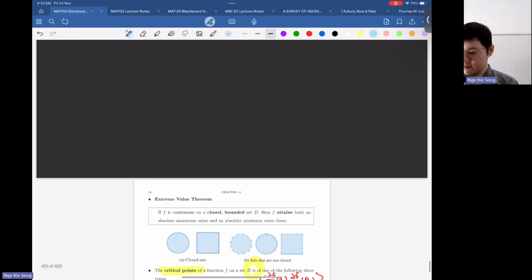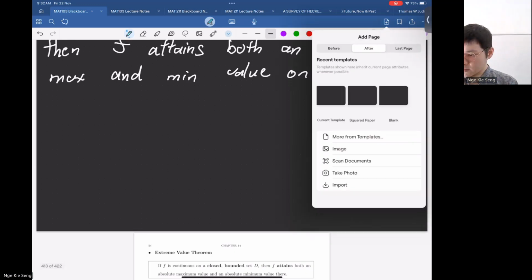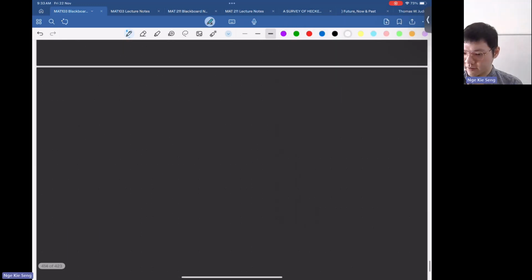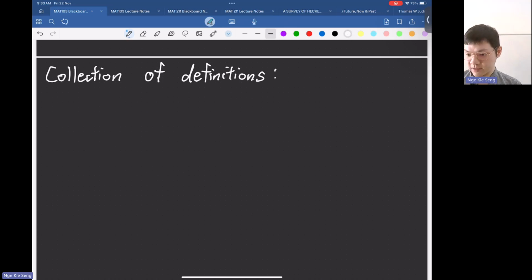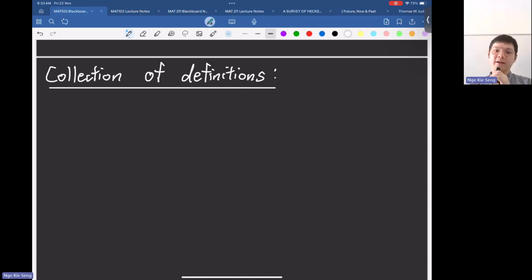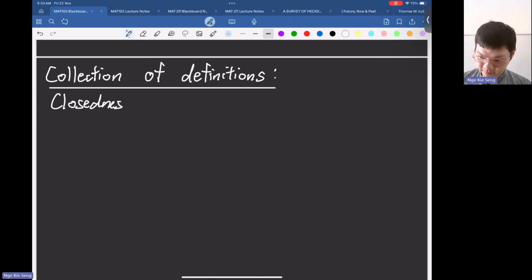Okay, so let's start with closedness first. So we'll start with some collection of definitions. I think you should understand them, but maybe not really use them much in this class, but I want you to understand them at least. And then when you do these questions, try and think about these ideas. First, to define closed, we need to start with open first.